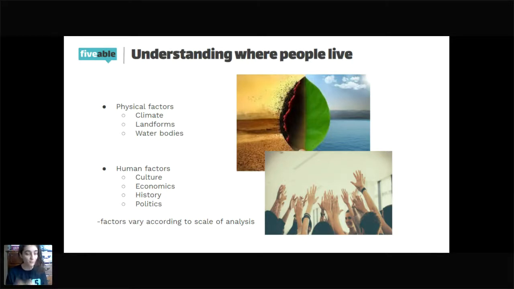Culture, economics, history, and politics are the important ones. Culture: of course you want to live in a place where your culture is accepted and you're not being discriminated against. Economics is a huge one. I think economics is the first reason why people migrate, for economic reasons, to look for jobs and opportunities. You're not going to live in a place where you can't find jobs. That just doesn't make sense. How are you going to live without money?